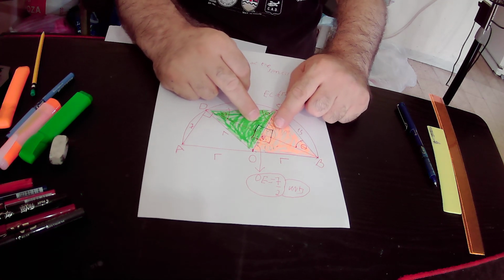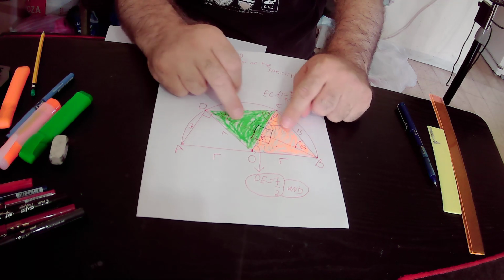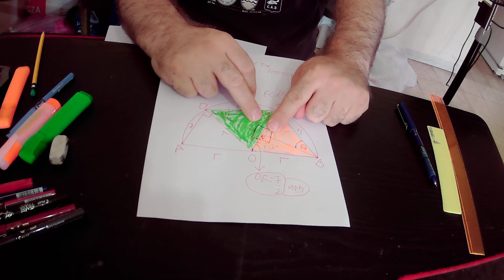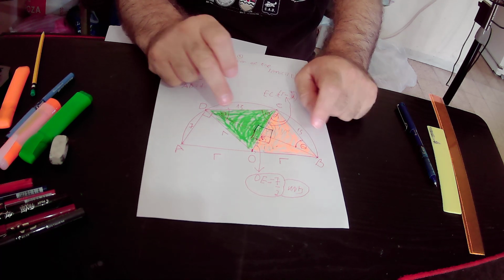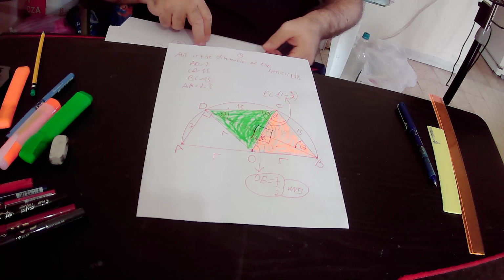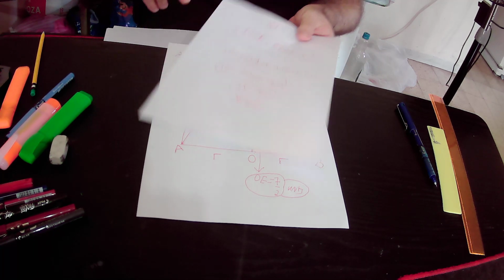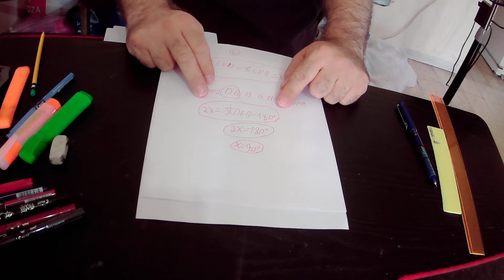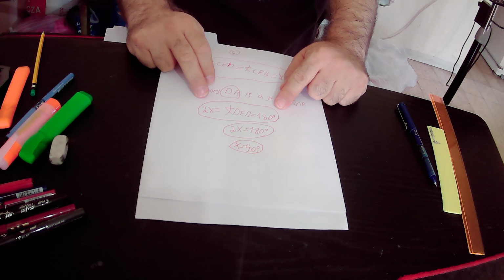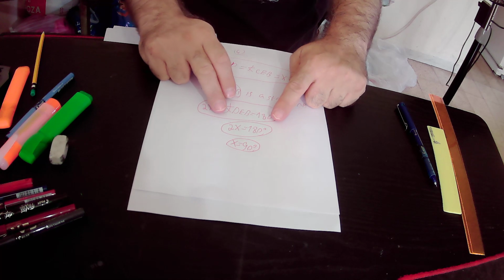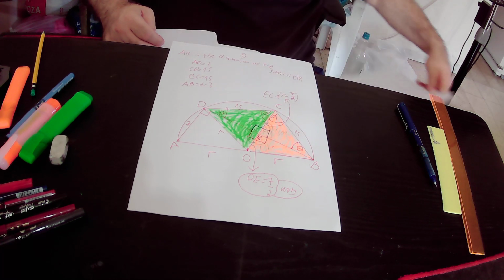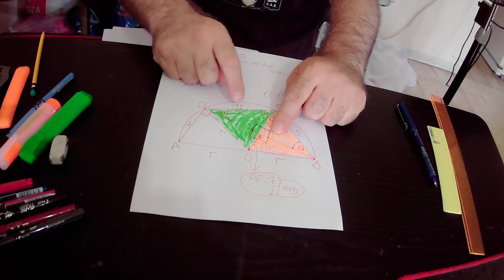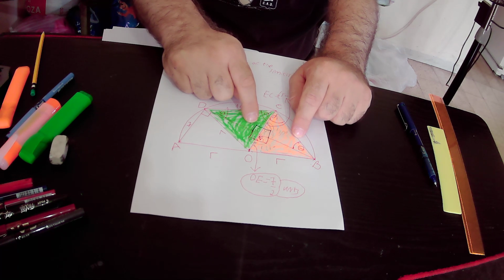But from the other side, what is the size of angle DEB? It equals the size of this angle that is x plus the size of this angle that is also x. So from the other side, the size of angle DEB equals 2x. So we have this equality. From this equality, we can derive that 2x equals 180 degrees. And if we divide this equality by 2, we will get that x equals 90 degrees. Okay, so we can substitute x by 90 degrees here, and we can substitute x by 90 degrees here.